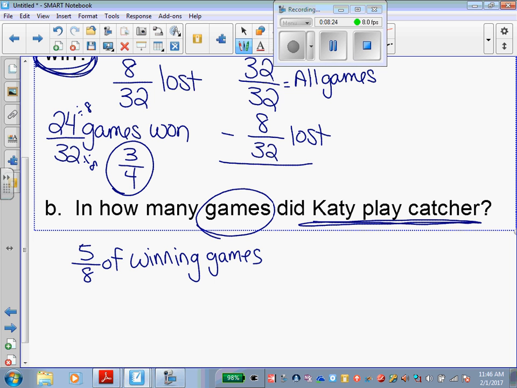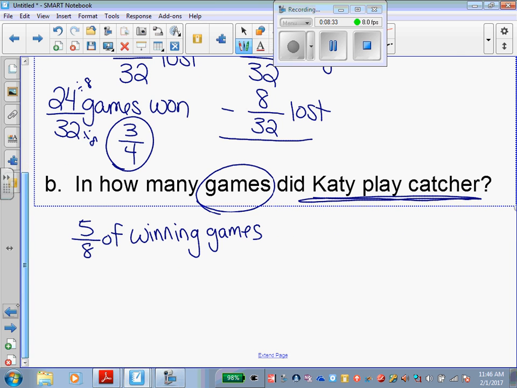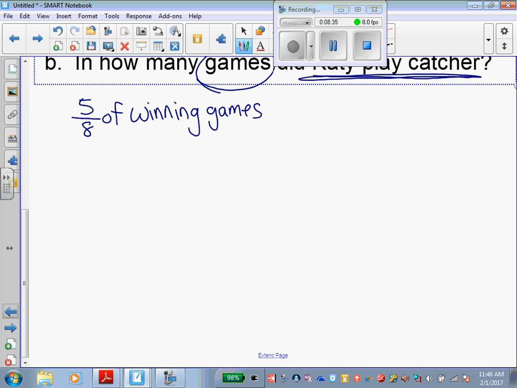24. They won 24 games. Do y'all see why it was important to solve this first question correctly? They won 24 games. So now we know that we're doing 5/8 of 24. What, Tiana? No. No, we're multiplying here. You don't have to change the denominator for multiplying.